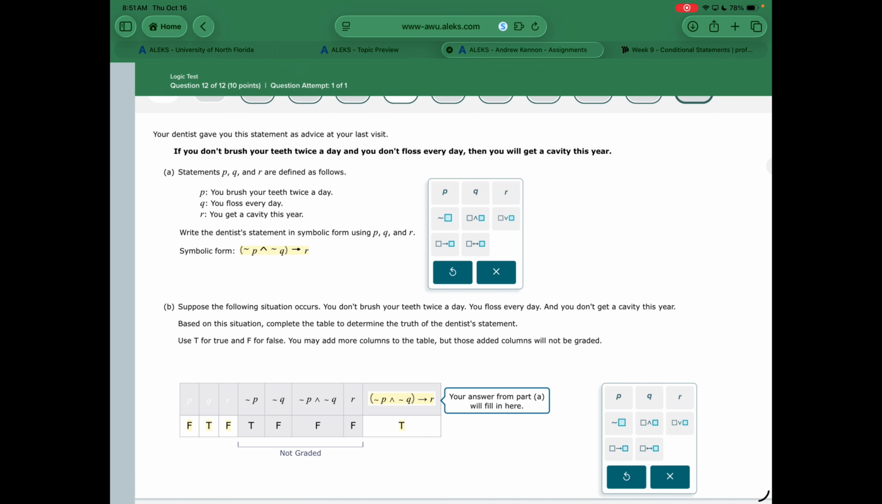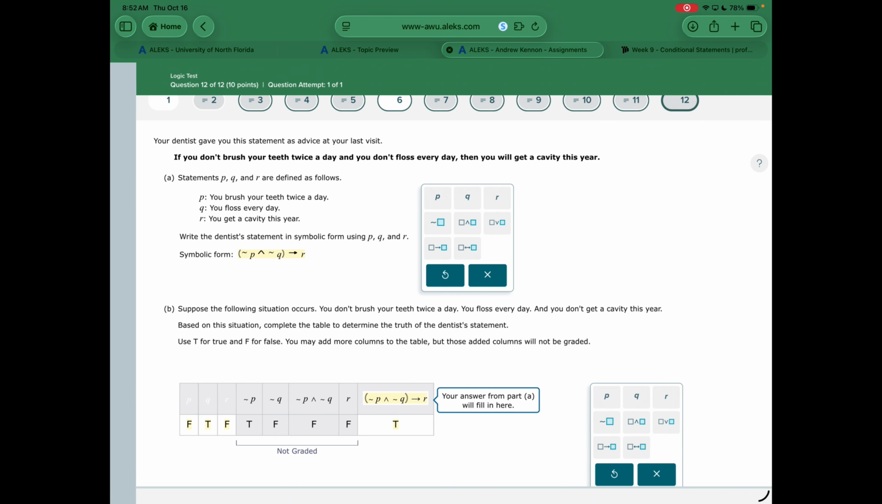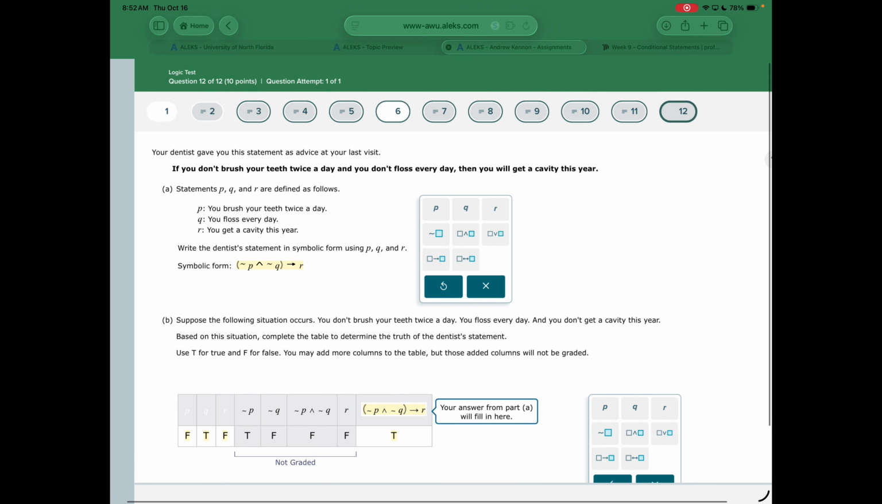And again, we can think about that. That's harder to even think about with 3 of them. But if you don't brush your teeth twice a day and you don't floss every day, then you'll get a cavity. What he said is still true because he didn't factor in, I guess, if we do one or the other of those. But yeah, that is your test. Doesn't seem too bad.